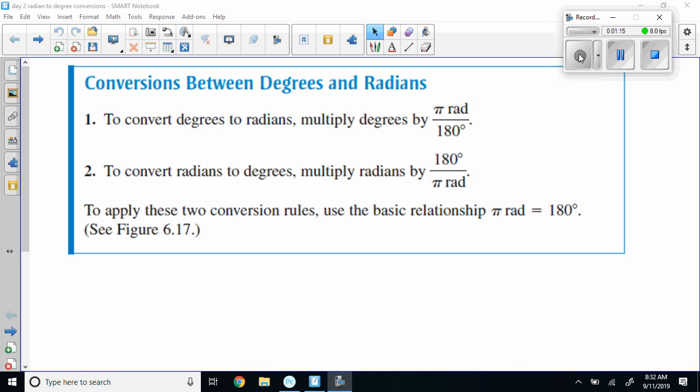Basically, pi radians equals 180 degrees is really the only information you need to get in your brain. Pi radians is 180 degrees. Boom. No doubt, right?